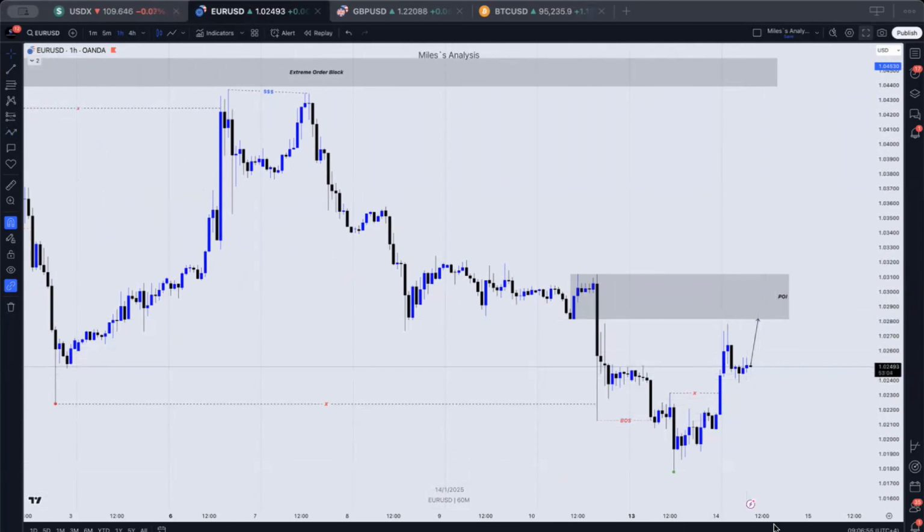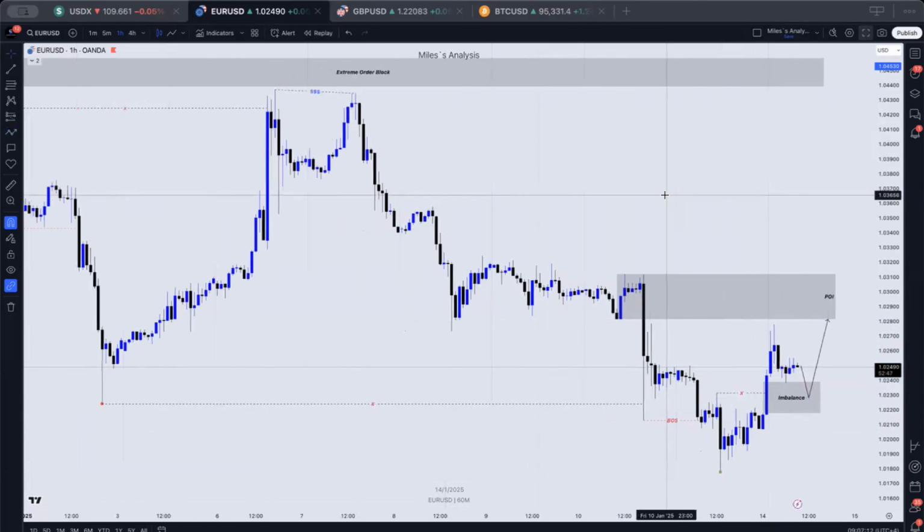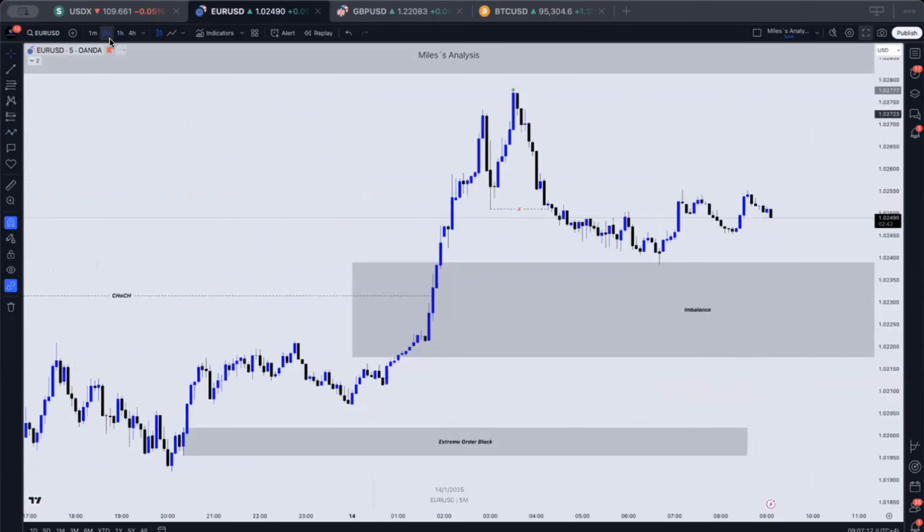So for price to go here, we may see price first coming to this imbalance, right? So you may see something like this on the euro US dollar today, price filling this imbalance, then continuing to go up to this point. So this is the 1 hour analysis for the euro US dollar. Then going to the 5 minutes to look for entries.